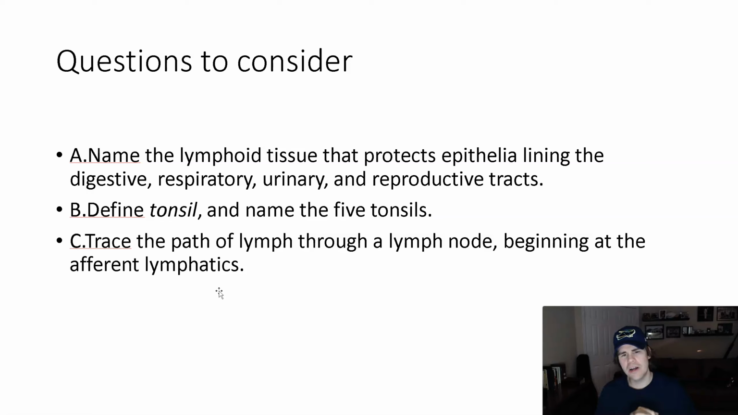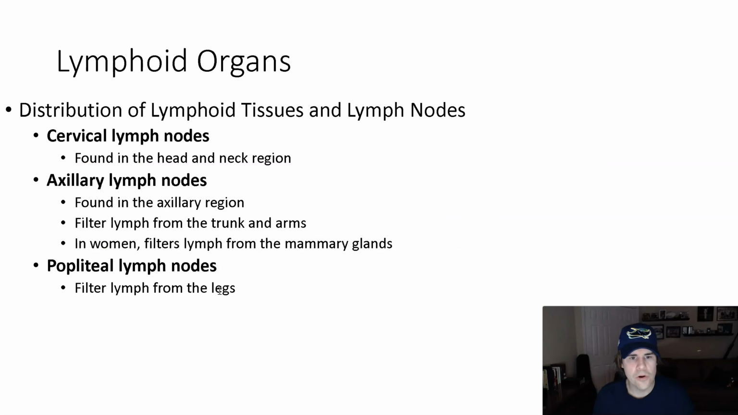So questions to consider. Again, I want you to answer these as well. Name the lymphoid tissue that protects epithelia lining the digestive, respiratory, urinary, and reproductive tracts. Okay. Define tonsil. Name the 5 tonsils. We already talked about that. And then trace the path of lymph through a lymph node beginning at the afferent lymphatics. Okay, the afferent part.